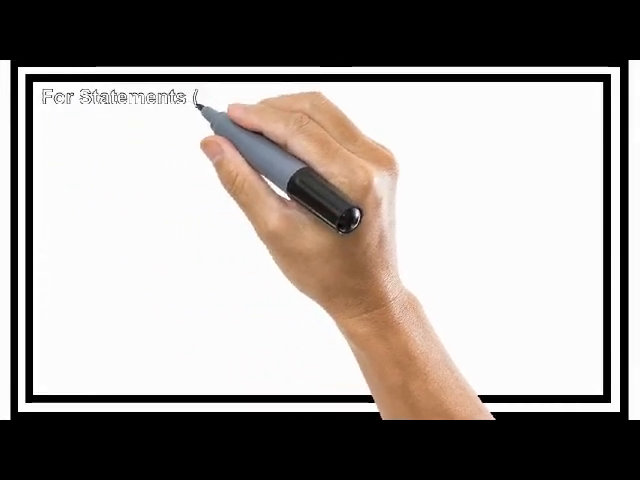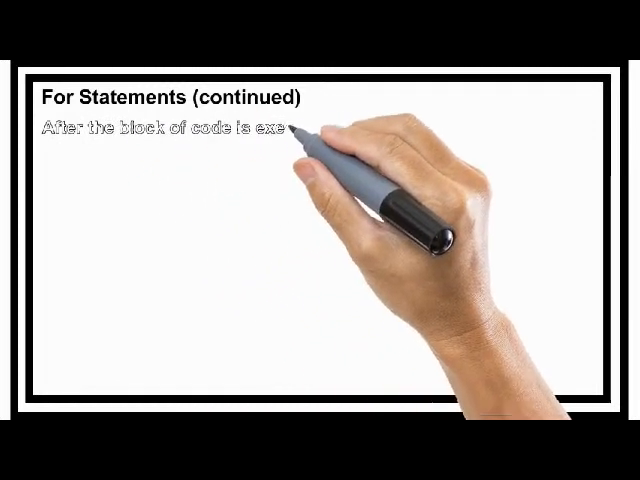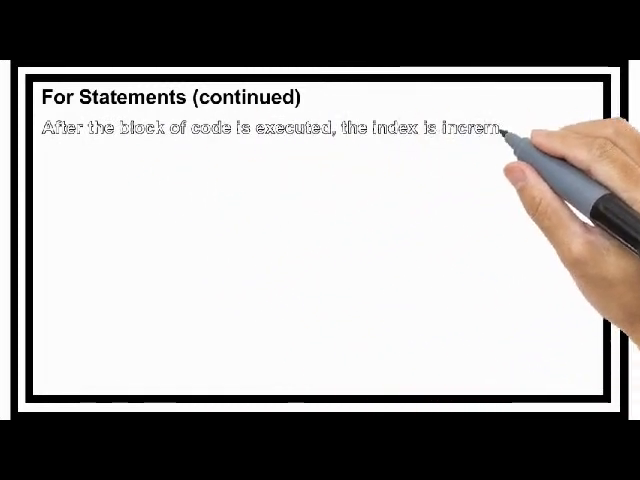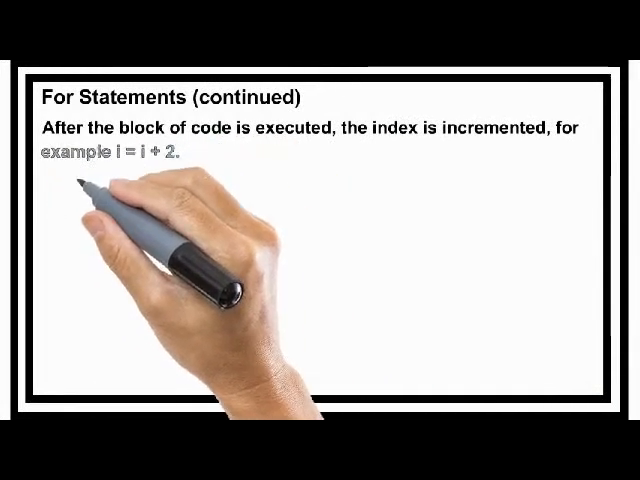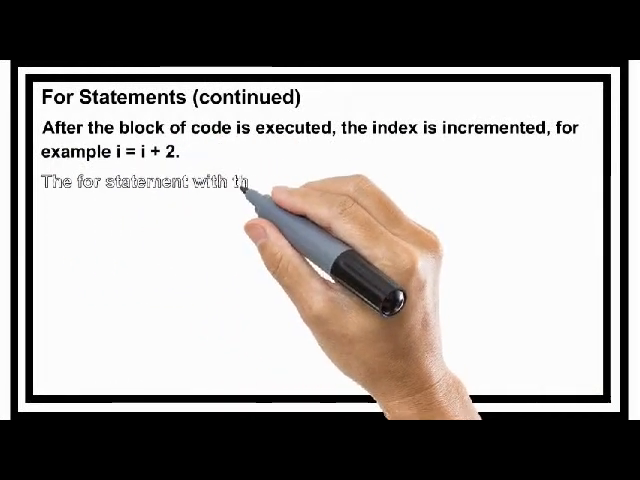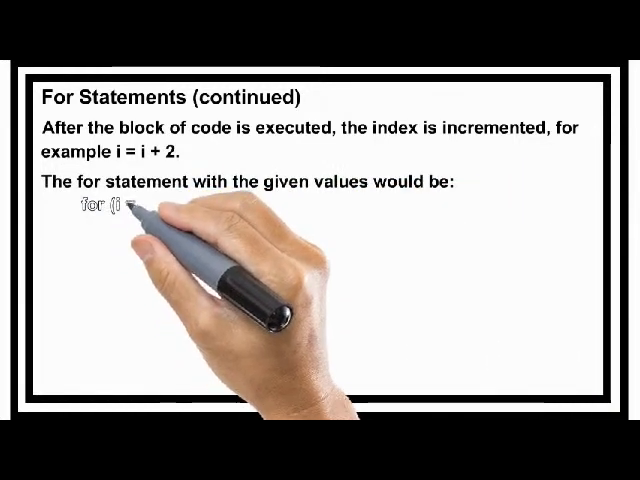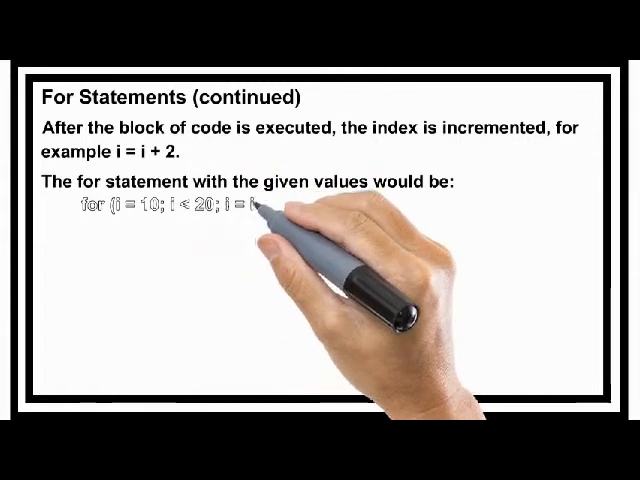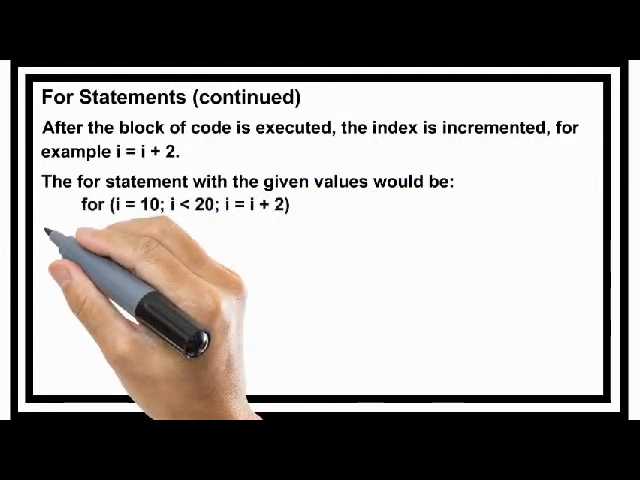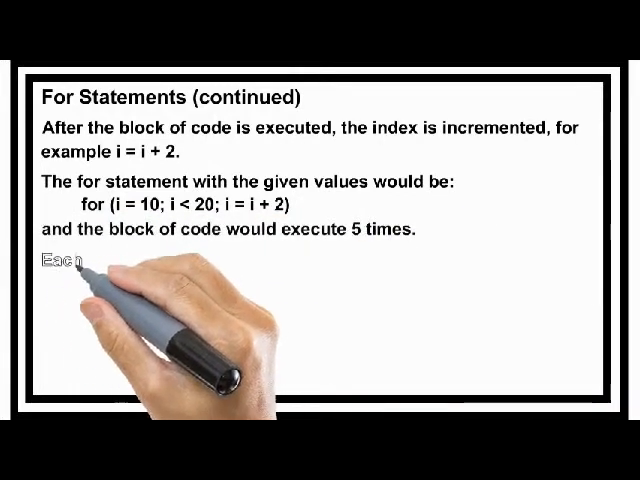For statements continued. After the block of code is executed, the index is incremented. For example, i equals i plus 2. The for statement with the given values would be for left paren, i equals 10, semicolon, i less than 20, semicolon, i equals i plus 2, right paren. And the block of code would execute 5 times.